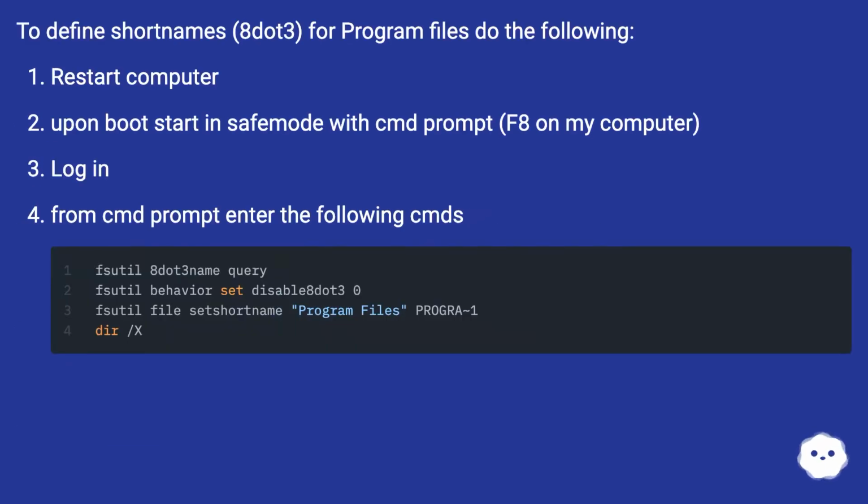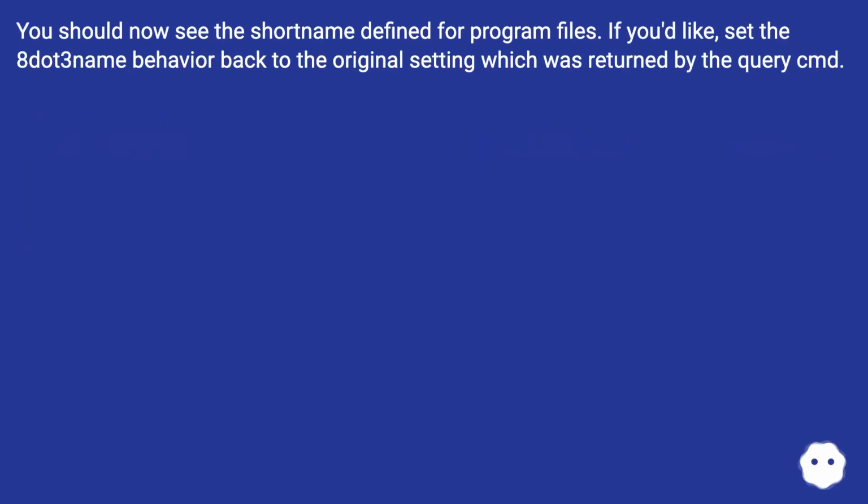To define short names, 8.3, for Program Files, do the following. Restart the computer. Upon boot, start in safe mode with cmd prompt, F8 on my computer. Login. From the cmd prompt, enter the following commands. You should now see the short name defined for Program Files.